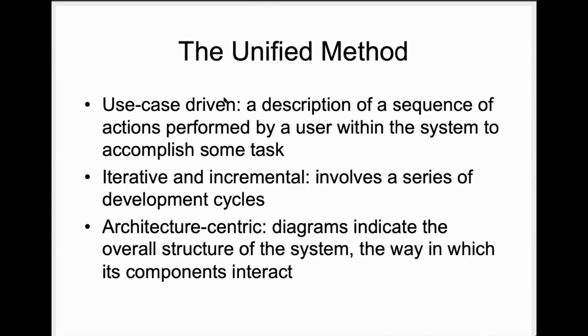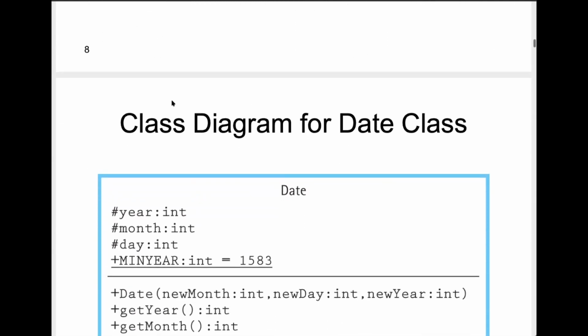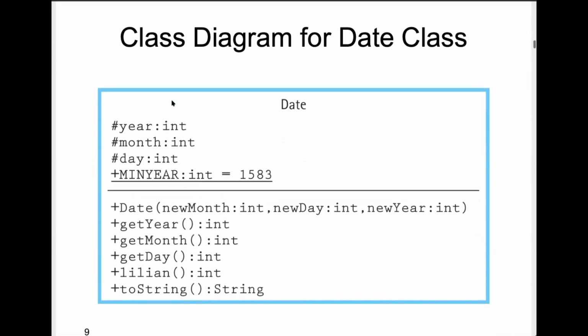Okay. All right. The unified method, user driven. We're going to bypass this part and illustrate what this class diagram for the date class is. What you're looking at here is what we call a class diagram. This class diagram is probably one of the most famous representations in what's called UML, Universal Markup Language. UML is a protocol or language for developers to describe what they have in mind when they design a software system.